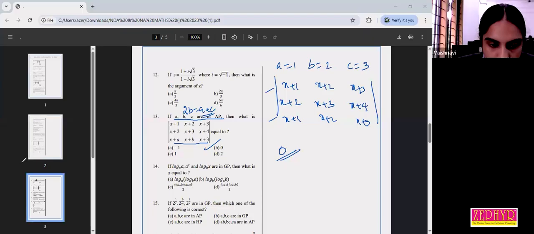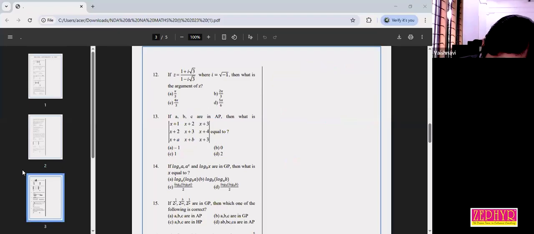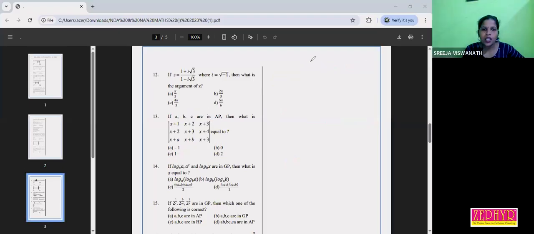Next question. Log a to the base x, a raised to x, log x to the base b are in GP. If a, b, c are in GP, listen, then we can write b square equal to AC.